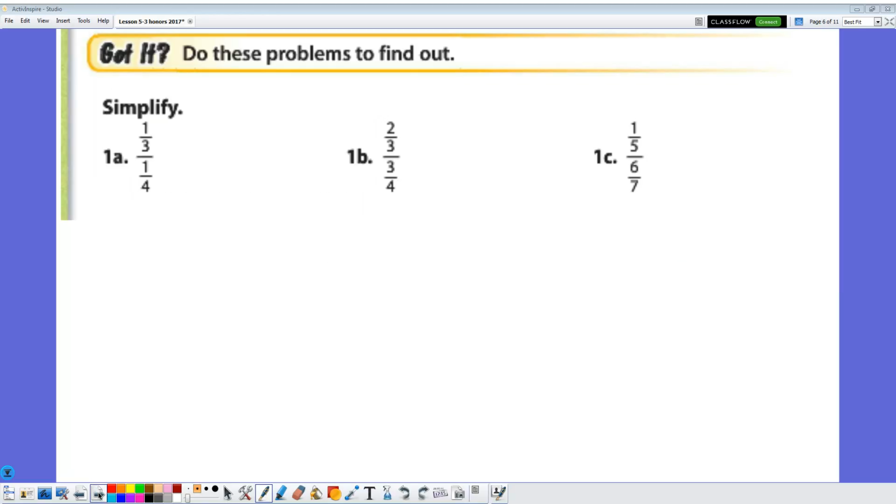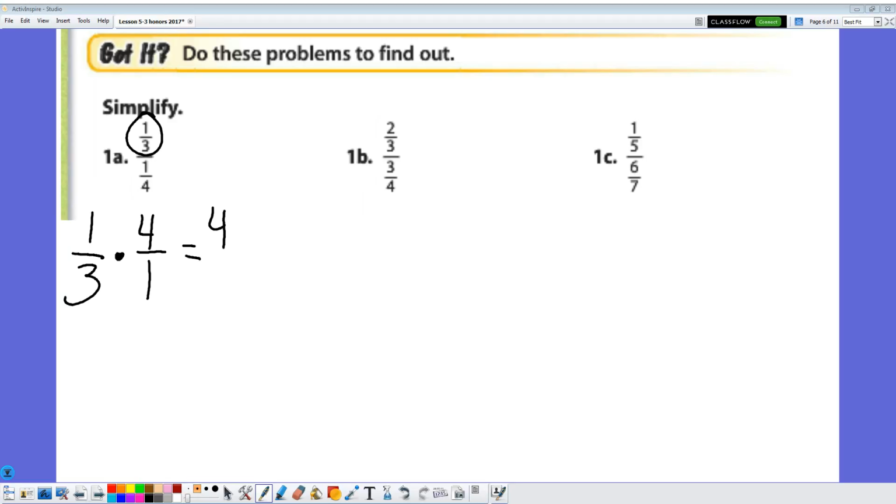Okay, the biggest thing to remember is that when you divide a fraction by a fraction, we're really multiplying by the reciprocal, or multiplying by the multiplicative inverse. In layman's terms, we call it keep, change, flip. So I'm going to keep 1/3. I change division to multiplication. And I take 1/4 and I flip it so that it is 4/1, the multiplicative inverse of 1/4.